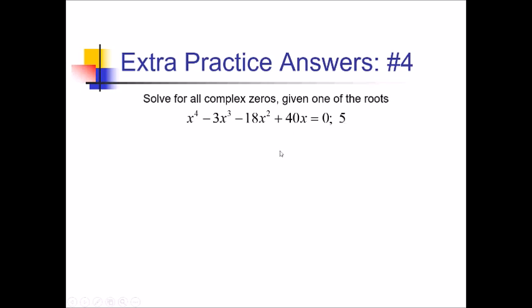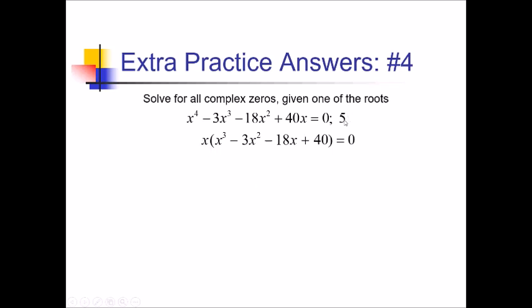The first thing I'm going to do right away is I notice all of these have x's in their terms, so I'm going to take an x out of everything, leaving me with x to the third minus 3x squared minus 18x plus 40, all of that equaling 0. So I already know that 0, because of this x here, 0 is going to be one of my answers. They gave me another answer for free.